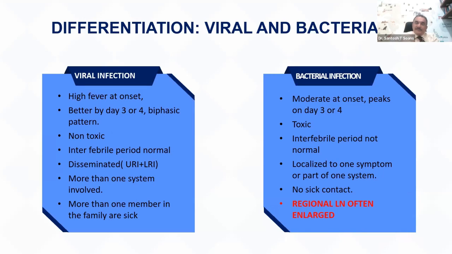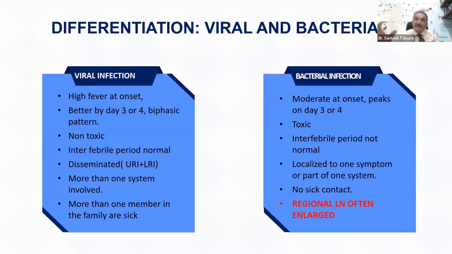The child will be non-toxic. When he has no fever, he's jumping around, running around and all that. The interfebrile period is absolutely normal. And usually he'll have multiple symptoms like running nose, cough, maybe abdominal pain, loose motion. You have a multi-system involvement in viral fever. Then more than one family member is sick, because it usually spreads in the community from one person to another.